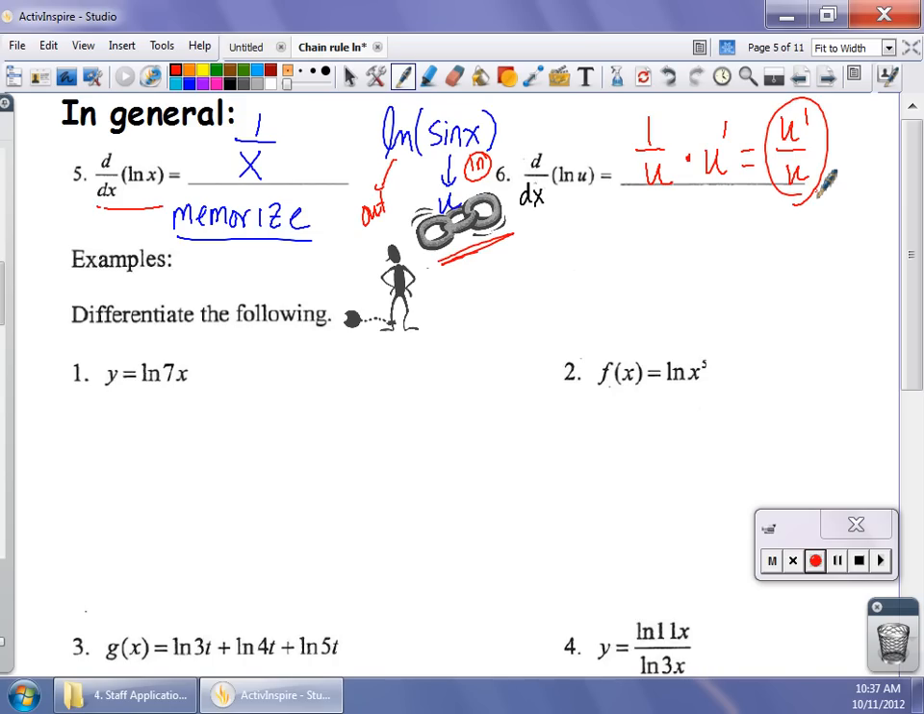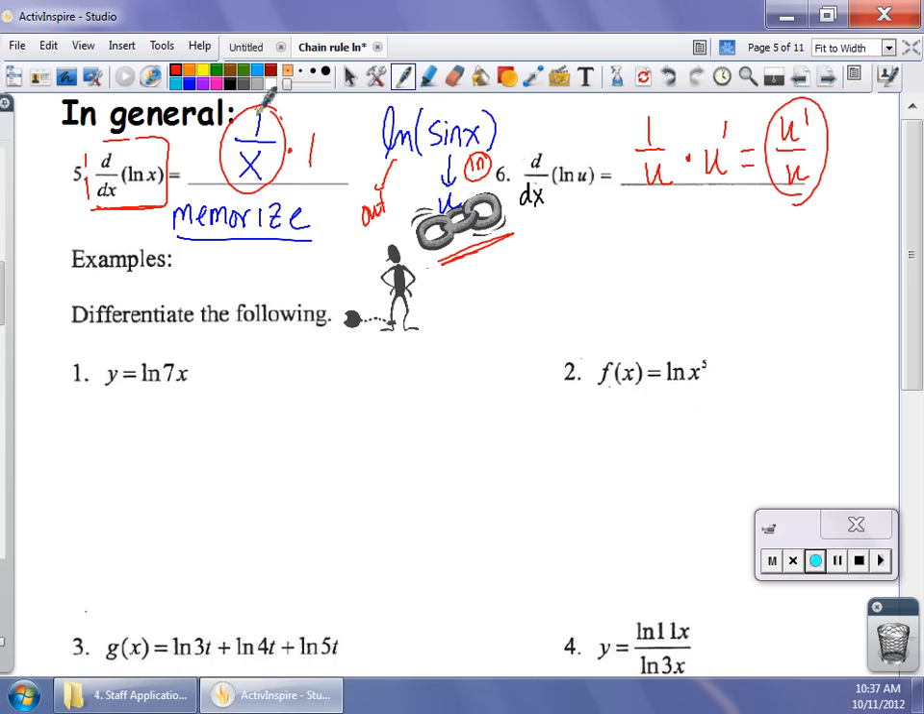And it fits the pattern. If you go back over to the derivative of ln of x, the chain rule really does work here, because the derivative of the ln of x is 1 over x multiplied by the derivative of the inside. Well, the derivative of x is just 1, and that's why you simply get 1 over x.